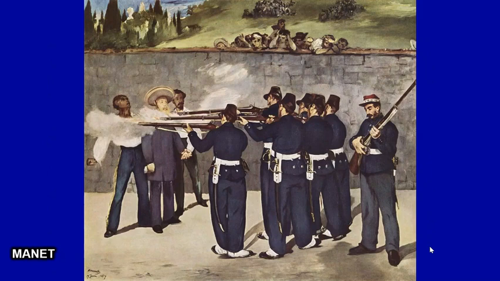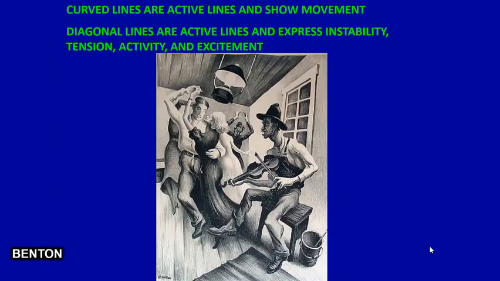We have the horizontal line of the wall in the back, which also exaggerates the lack of energy and movement in this painting. The majority of lines in this painting are either vertical or horizontal, with the wall and the guns. Curved lines are active lines and show movement. Diagonal lines are active lines and express instability, tension, activity, and excitement.